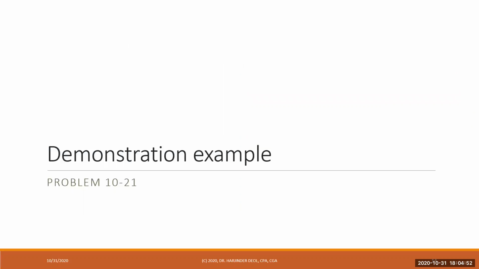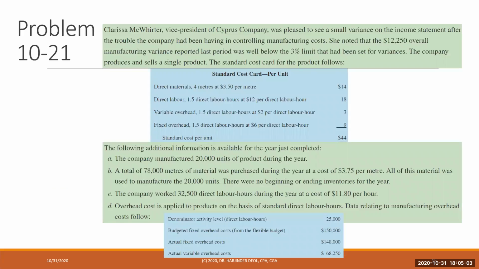So in order to demonstrate how the calculations are done, I will work through problem 10-21. And this is the details provided in the problem. So Clarissa McWhirter, the vice president of Cypress Company, is happy to see a very small variance on the income statement after the company having gone through some trouble in controlling manufacturing costs.